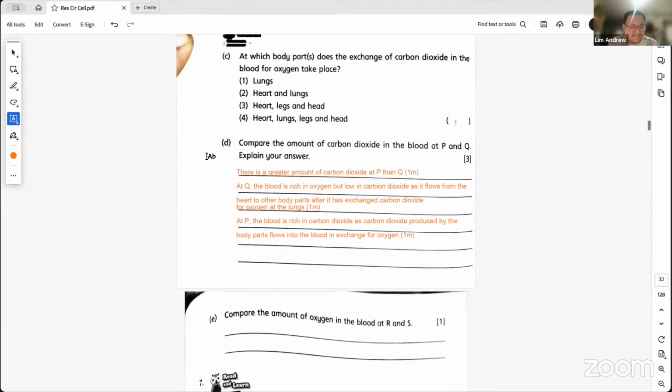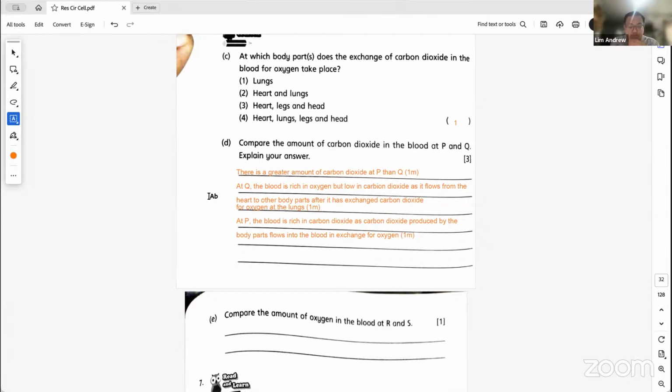Thank you. So let me go back to the question again. To answer these questions, the first 1 mark is to answer what? The question. Compare means either greater or less. So we all know that there is a greater amount of carbon dioxide at P than Q. Once you write this sentence, you get the first mark. Second mark, you have to explain the location. So every location that you see, P and Q, each carries another 1 mark.